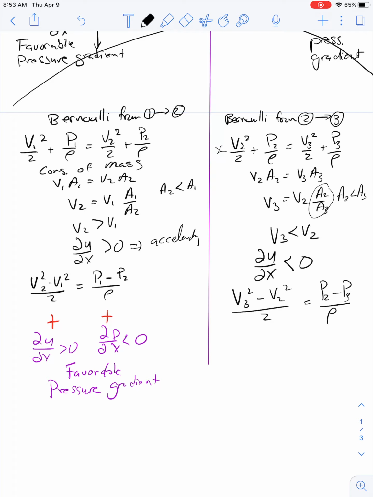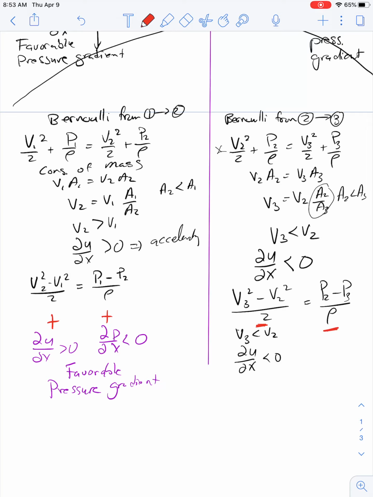Again, I've just rearranged my Bernoulli's equation. And now we've said, as we said, V3 is going to be less than V2, so that means that du dx is less than 0. And over here, since V3 is less than V2, what that implies, as we looked at before, is that this is a negative sign. V3 is less than V2, so that's going to give us a negative term. And so the right-hand side, of course, has to be negative, since they both have to equal each other.